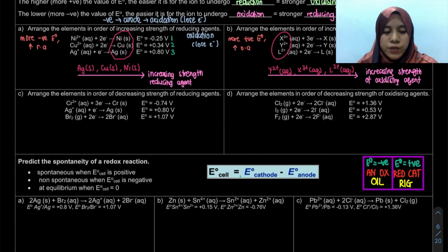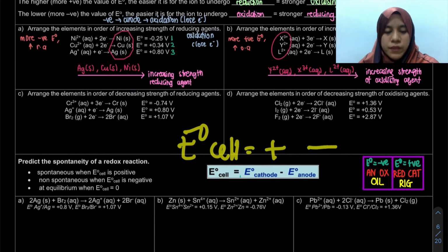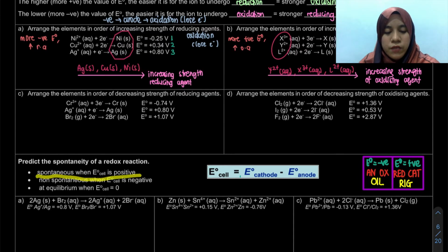To predict the spontaneity, we still use E0 cell equals E0 cathode minus E0 anode. That's why it is important when you calculate the E0 that you include the positive or negative sign. Spontaneous when E0 cell is positive, non-spontaneous when E0 cell is negative, and at equilibrium when E0 cell is equal to 0. Again, how to know which one is cathode and which is anode? At the anode, oxidation occurs, and it must be the more negative value. The more positive value is for the reduction process, which occurs at the cathode.